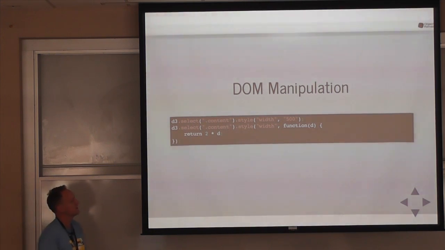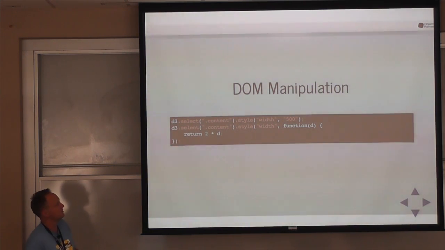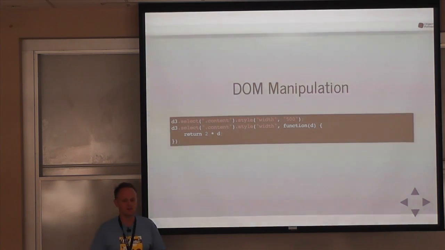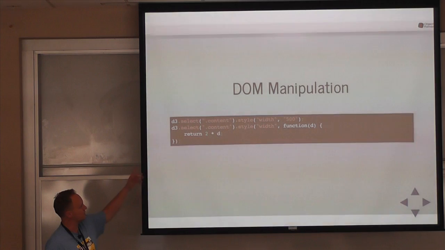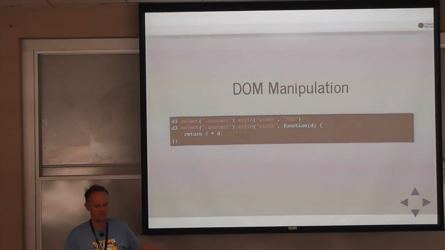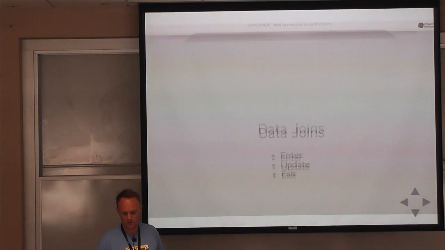We can manipulate the DOM that way. So in this case, we are setting the content to a width of 500. The second one is we're passing in a function to calculate the width based on our data. So this is after we bound our data to our document. We are saying whatever D is, make my width double that, and we'll show you in a second where that's useful.